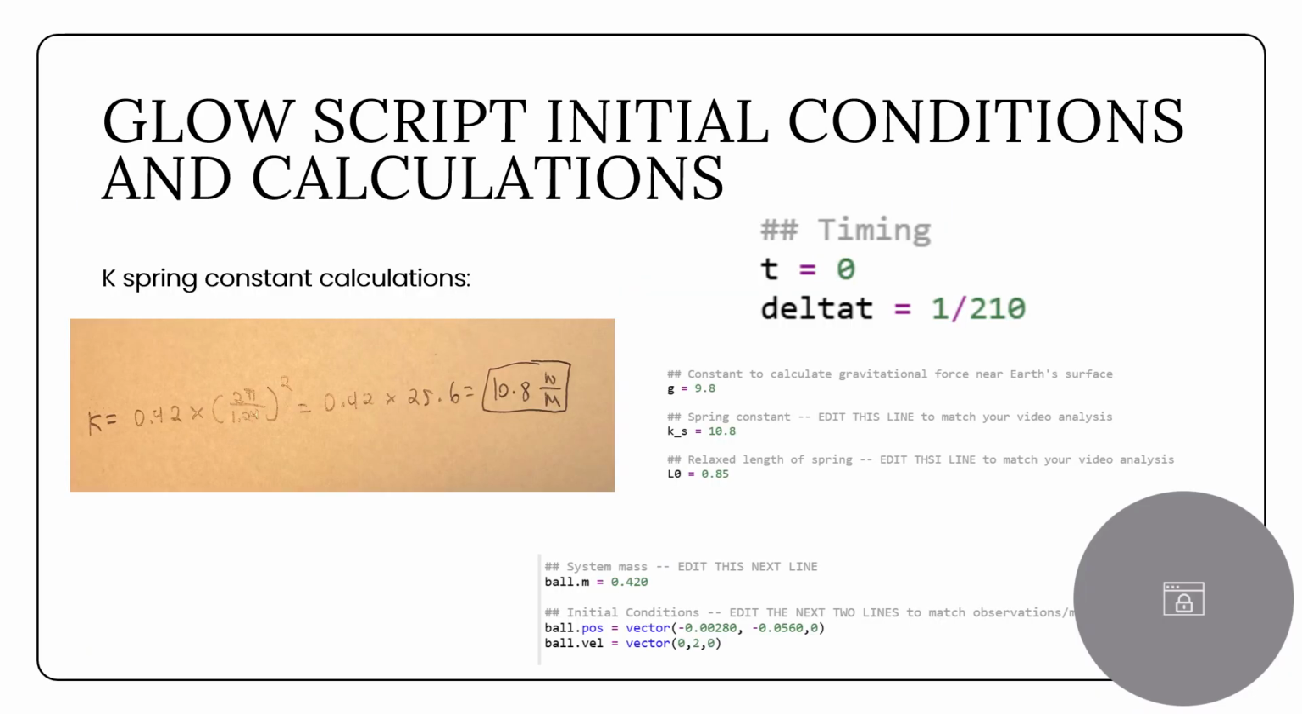Okay, and so here are my initial conditions, as you can see, and here are my calculations for the spring constant. And then I also have the ball mass, which was 0.420 kilograms, and my ball's initial position, which I got from my Tracker data.